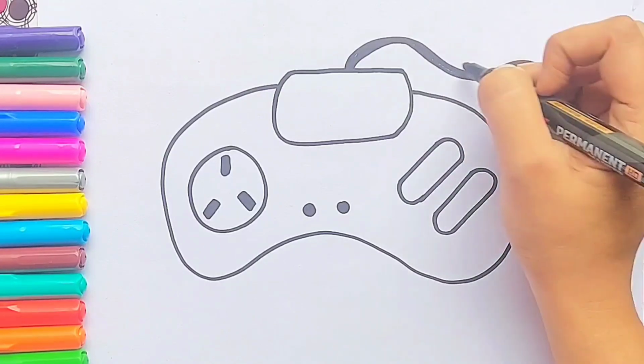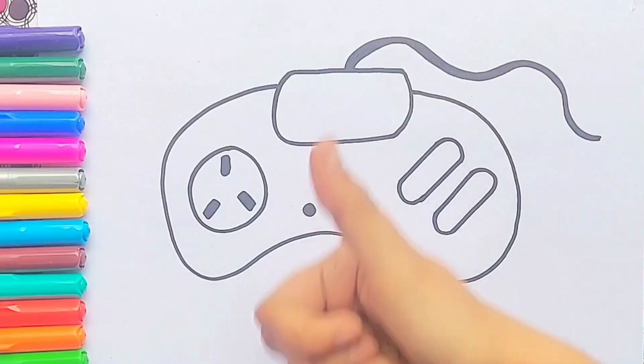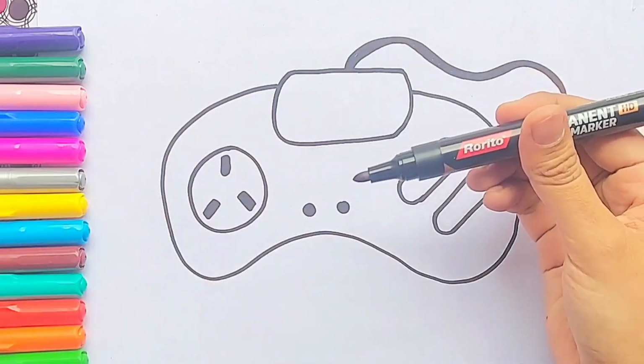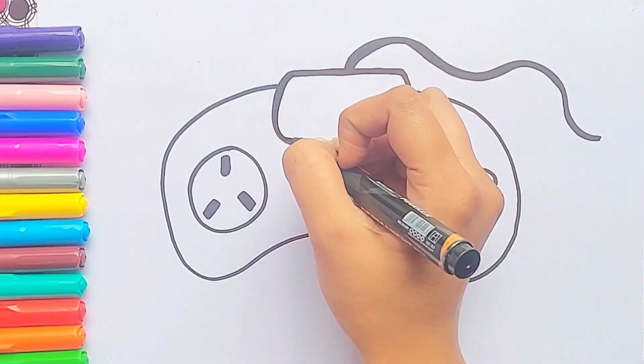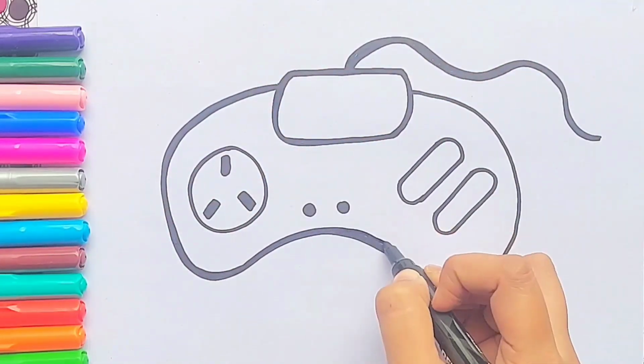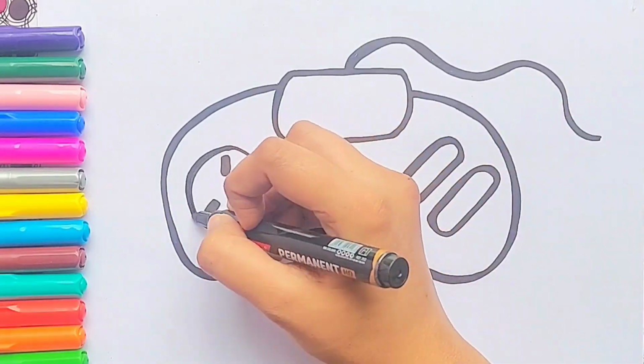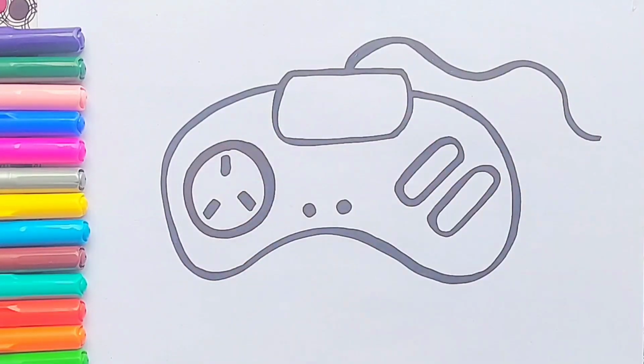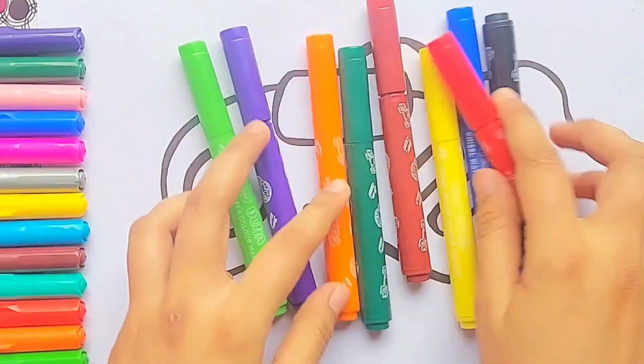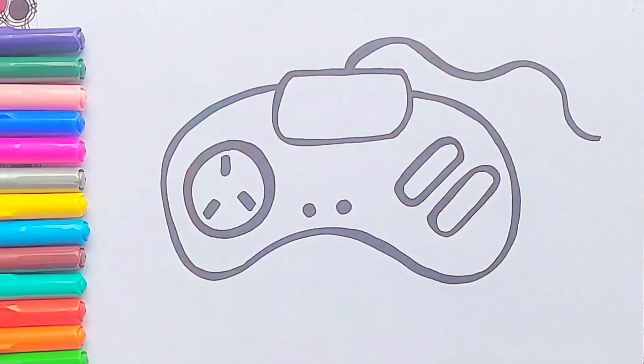Now I'm going to use a black marker for enhancing the picture. Great! Our picture is more visible to us now. Now it's coloring time. Wow! We have so many colors. Let's color our picture.